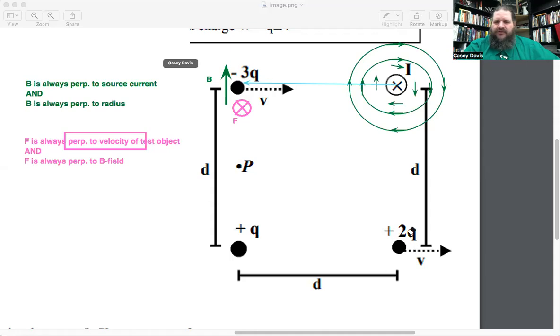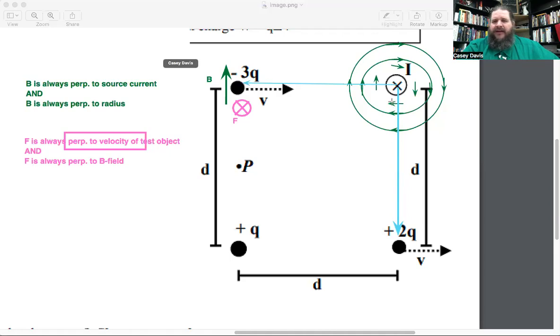And let's take a look at the charge down here as well, this positive 2q charge. At this location, what would be the direction of the magnetic field? At this location below the wire. And it can't be downward because it's got to be perpendicular to the radius vector. Remember, the radius vector here is the straight line vector from the source to the location of interest. So the magnetic field is going to have to be perpendicular to that radius vector. It can't be left or right either, though, because, or wait, no, sorry, it has to be left or right. Yeah, you're right. I was looking at the wrong velocity vector.